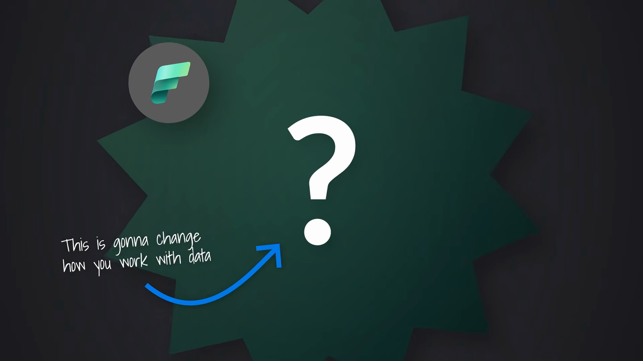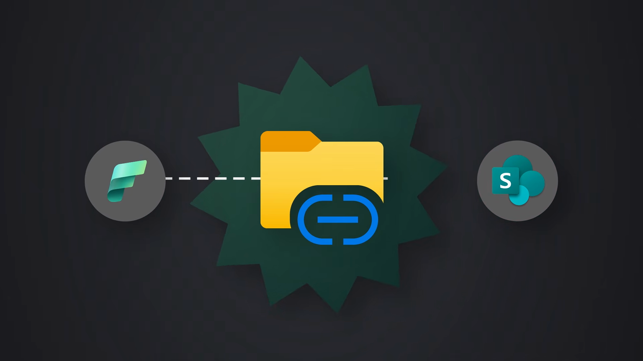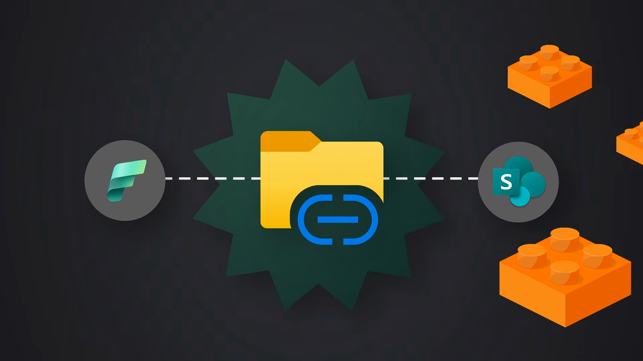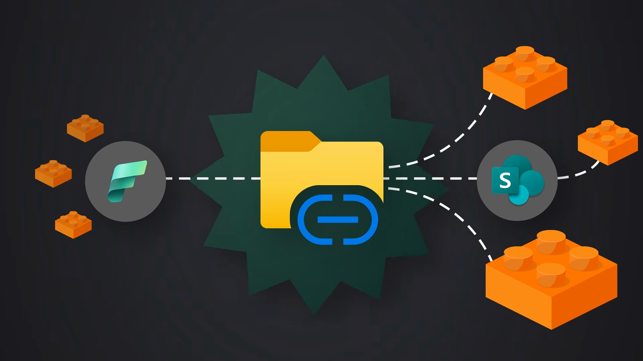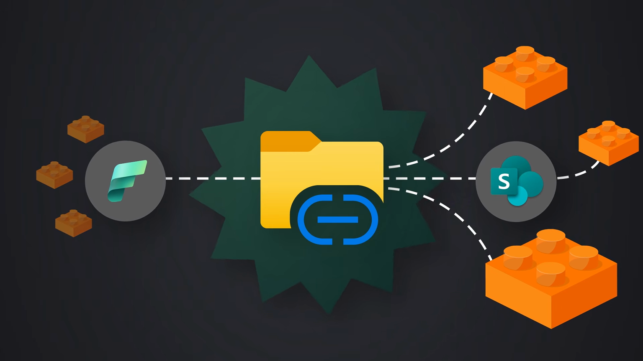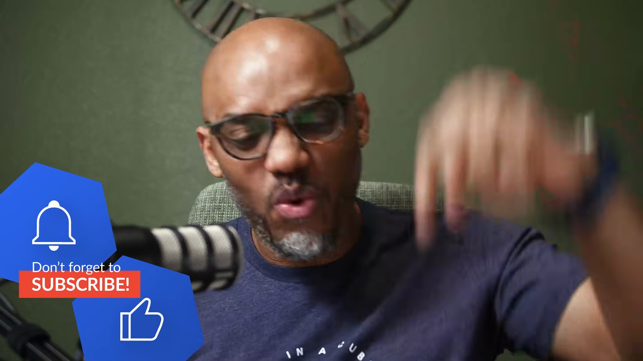Today, we're diving into one of the coolest features in Microsoft Fabric that's going to change how you work with your data stored in SharePoint. That's right, we're talking about shortcuts to SharePoint, a feature that lets you bring your SharePoint data directly into Microsoft Fabric without copying or moving anything. Imagine connecting to structured CSV files and unstructured text documents right where they live.